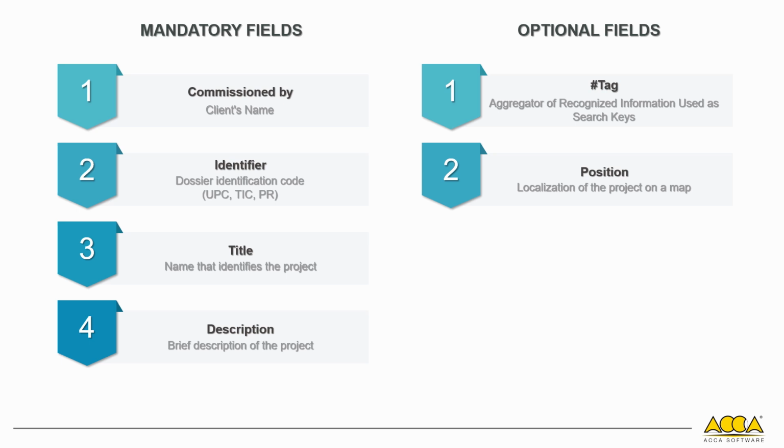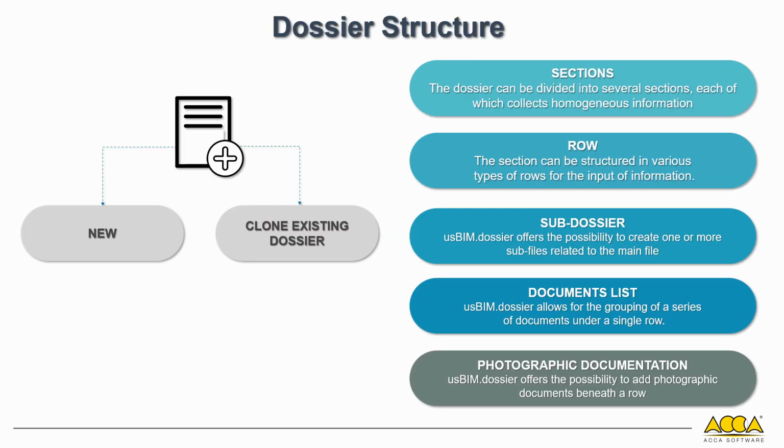Creating a new dossier involves filling out mandatory fields, such as the project identification code, a project title, and a brief description. Optional fields, such as hashtags and locations, can be used as search keys for easy access to files. Additionally, usDossier offers the capability to geolocate files on a GIS map for quick identification based on project location. You can either start with a new dossier or duplicate an existing one, preserving its structure.